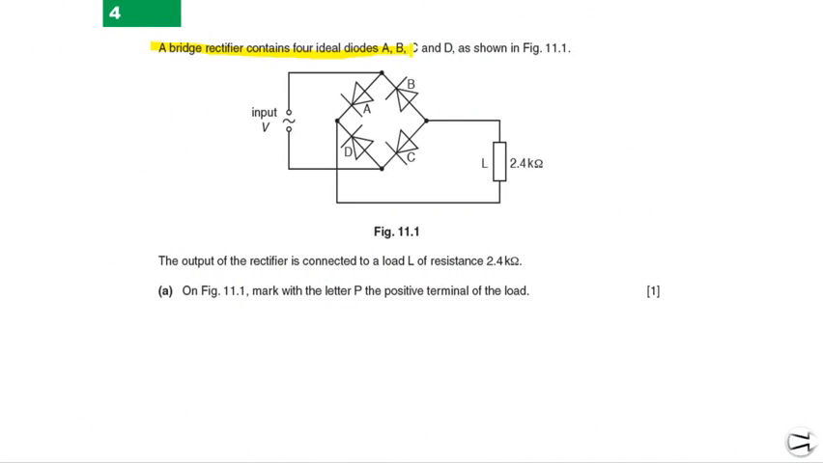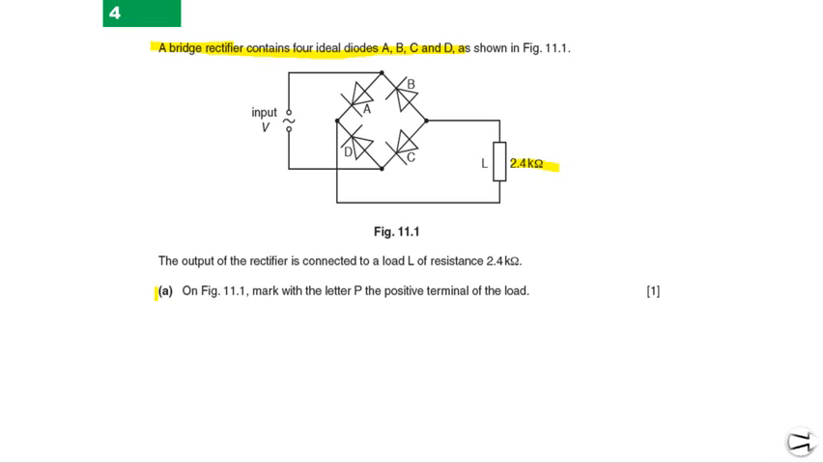As you can see, there are four ideal diodes A, B, C, and D, and they are connected in diamond shape. This kind of setup we call a bridge rectifier circuit, and a resistor is also connected, and the resistance of the resistor is given. That resistance is equal to 2.4 kilo ohms. We will need this resistance later.